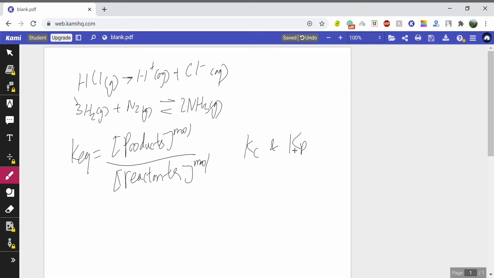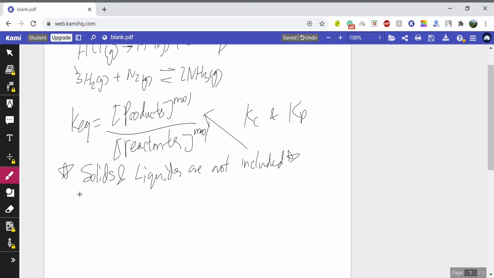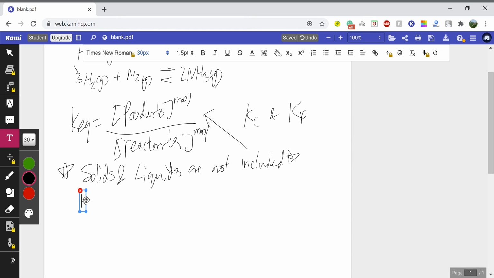Now, one key note to remember is that solids and liquids are not included. Solids and liquids are not included in this formula. Only gases and aqueous.